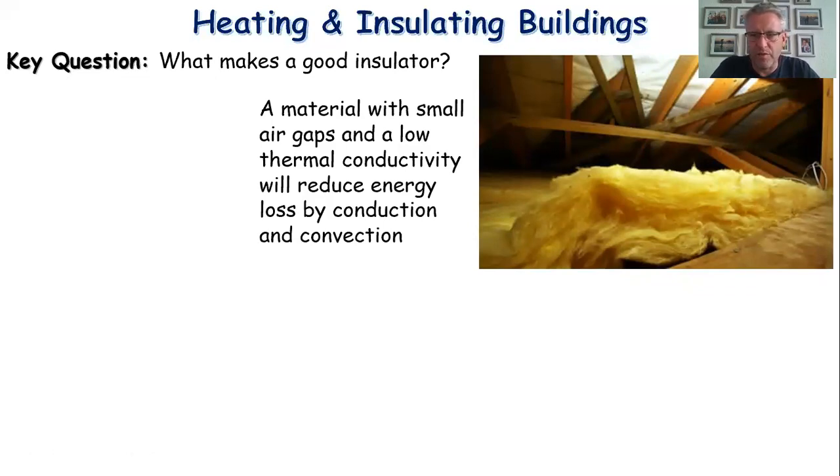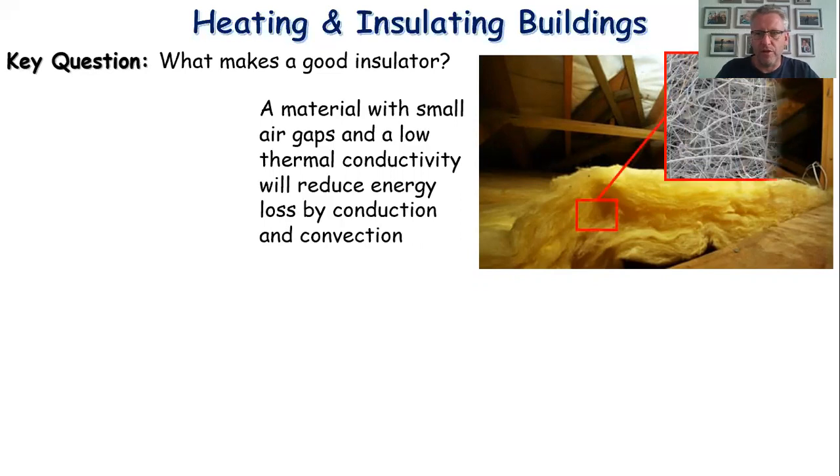So you can see there some typical loft insulation material. It can be made from a whole range of different things, but in many cases mineral wool or fiberglass is often used. And if you look at this carefully, you can see that there are lots and lots of fibers with tiny little air spaces in there. So this would be an extremely good insulator because it reduces energy loss by conduction and convection.